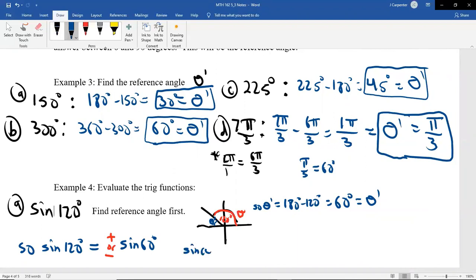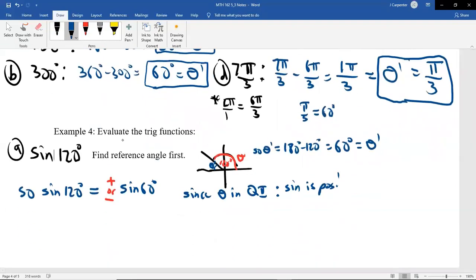It's one of these 2 things based on the original quadrant. Since our original angle, that's original angle, not the reference angle, was in quadrant 2, and we're taking a sine, quadrant 2 we're going up, that's the y value, so the sine should be positive. So this is equal to, I'll write the plus for emphasis for now, positive sine of 60 degrees.